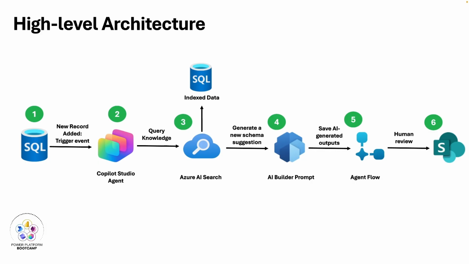And the agent, taking that payload, would reason over another SQL table using Azure AI Search, then would pass both the payload as well as the Azure AI Search results into an AI Builder prompt. An AI Builder prompt tool would generate a suggestion, and then using agent flow, results would be saved in a SharePoint list so that employees could review and provide feedback. So it's pretty straightforward, but the challenge I was facing was in step 5.